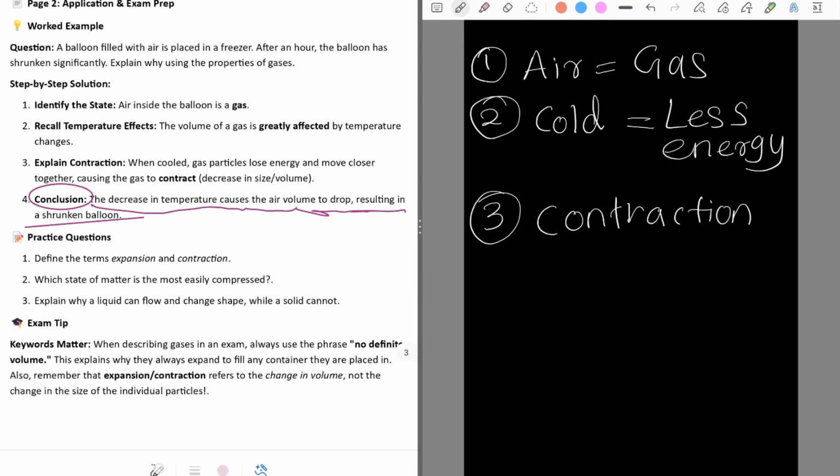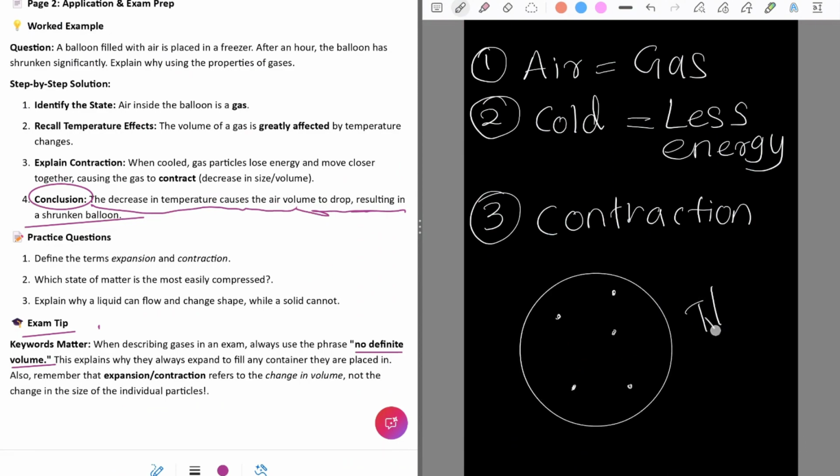Exam tip alert: when describing gases, always use the phrase no definite volume. And remember, the particles don't shrink, only the space between them does. Which means when the temperature drops, the size of the particle never shrinks. But what happens is the distance between the particles reduces, which makes the balloon small.